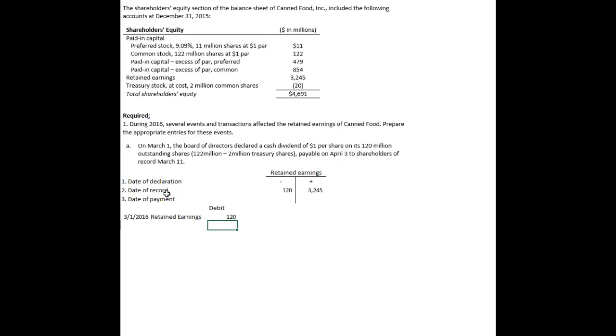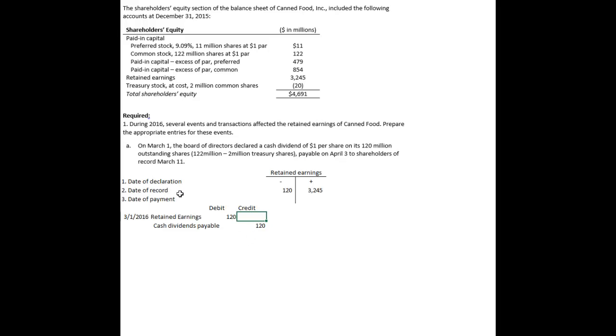And I haven't paid that out yet. The payment will happen on the date of payment, and that's later. And so at this point, I've simply got a promise that I'm going to pay it out in the future. So I would credit this cash dividends payable account, and the size of that payable is obviously the size of the amount we've declared. So on the date of declaration, this is the entry: debit retained earnings for the size of the obligation, and credit dividends payable for the size of the payment that will be made in the future.